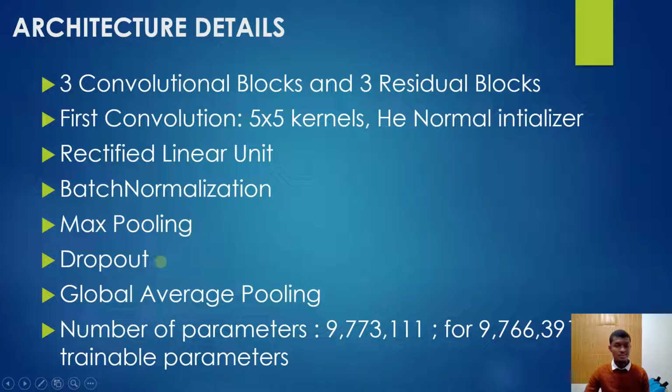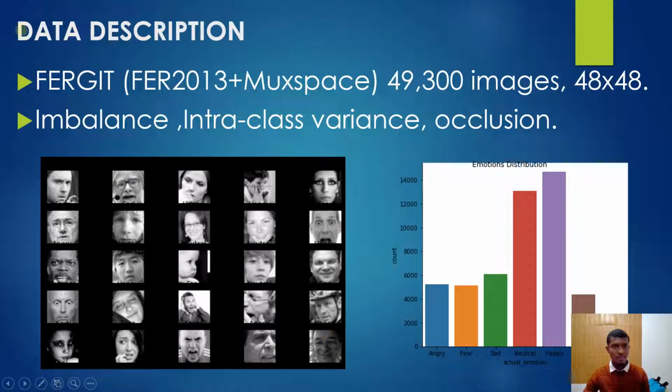We have a dropout that will drop some nodes so that we can avoid overfitting as much as possible, and global average pooling at the end of the convolutional block for the flattening. And at the end we have a number of parameters of 9 million, which is much reduced compared to the original ResNet.